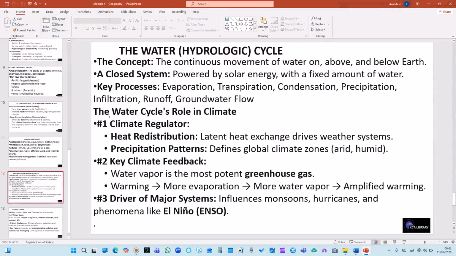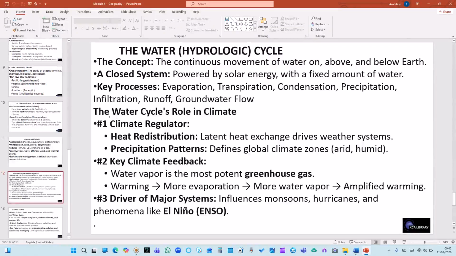The key processes involved in the hydrological cycle include evaporation, transpiration, condensation, precipitation, infiltration, runoff, and groundwater flow. The water cycle's role in climate includes, one, climate regulator. So the process of the water cycle helps in regulation of the climate. Number one, important regulation of the climate includes heat redistribution. Latent heat exchange drives weather systems. So the water cycle helps in heat redistribution.